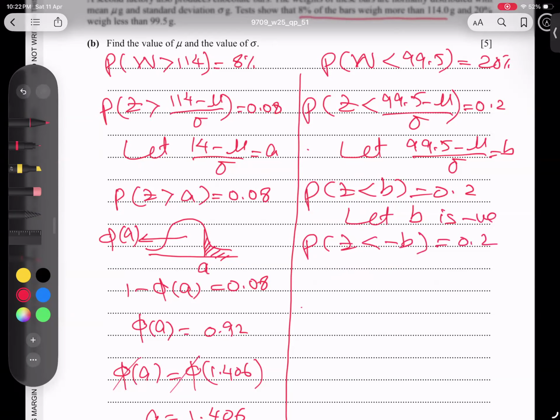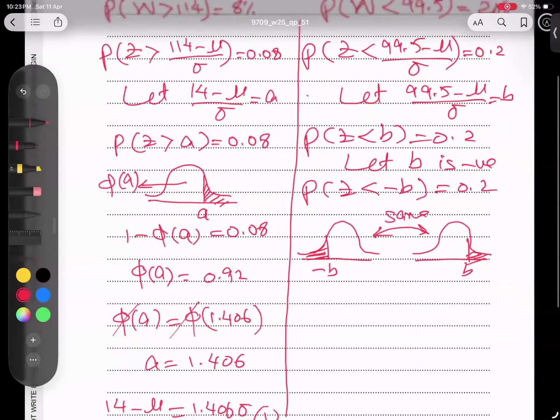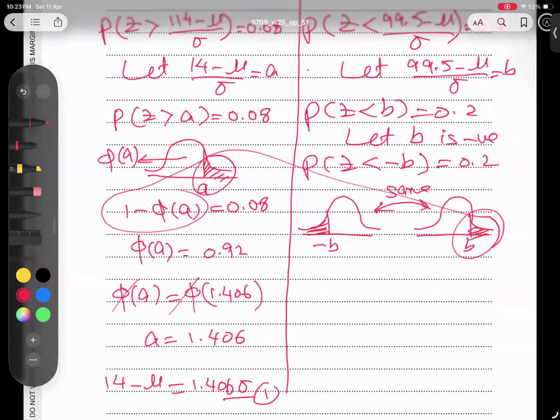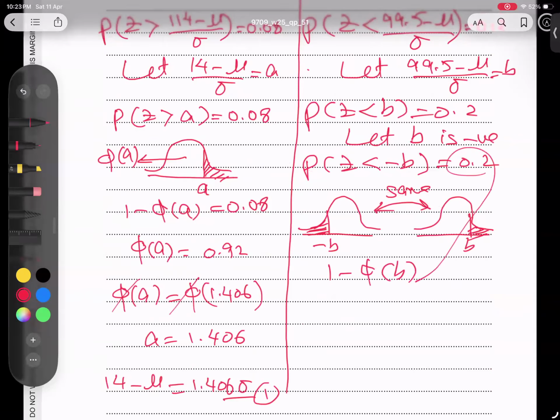Now students, when I draw a bell shape, I will make two bell shapes to understand properly. Negative b here, and how to read this one, less than. So it means this portion. And if I draw the same bell shape and bring it on the other side, so this portion, for your information, both diagrams will give you the same probability. And how to read this one? I just did before: 1 minus phi. So 1 minus phi of b is equal to 0.2.